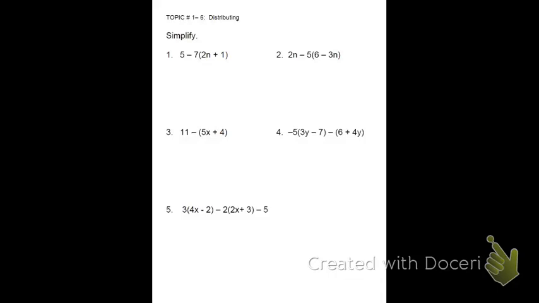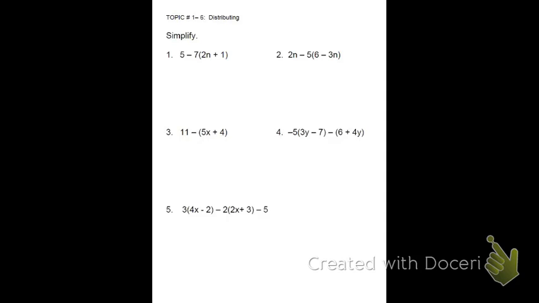Topic 1-6, distributing a negative. Alright, we're going to go over distributive property. Notice that most of these problems, actually all of them, have a parentheses. When you're doing order of operation without variables, you would perform the operation inside the parentheses. But for this particular one, you have variables with numbers, so you're going to distribute.